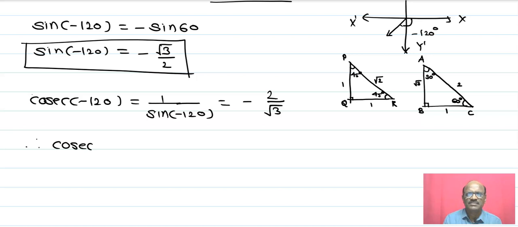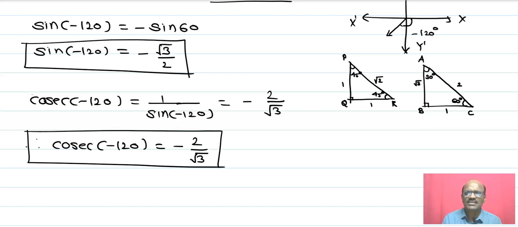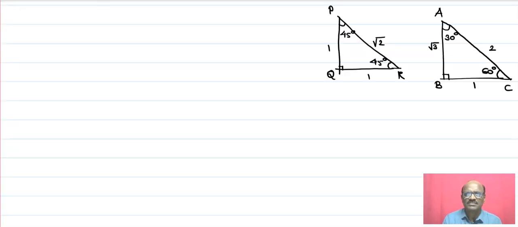root 3. If you know the values of sine, cos and tan, you can find out their reciprocals easily. That is the cosec, sec and cot.